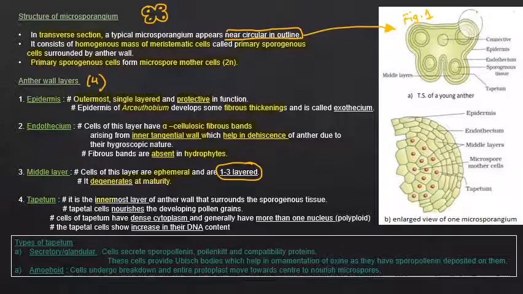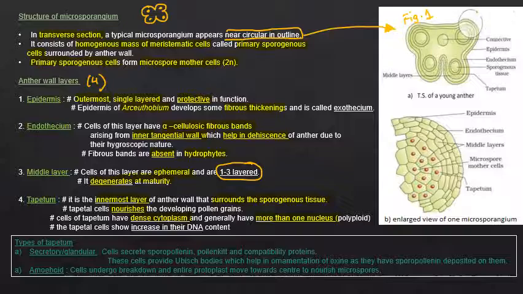Last, the innermost layer is going to be called tapetum. Now this tapetum is going to be surrounded by the sporogenous tissue. The major job of the tapetum cells is to nourish the developing pollen grains. So whenever the sporogenous cells divide and form the pollen grains, the nourishment is going to be provided by the tapetum cells. The tapetum cells have very characteristic cell properties: dense cytoplasm and more than one nucleus.